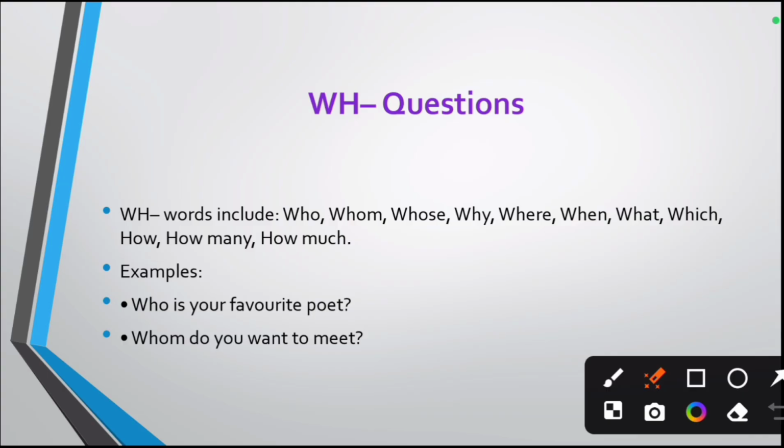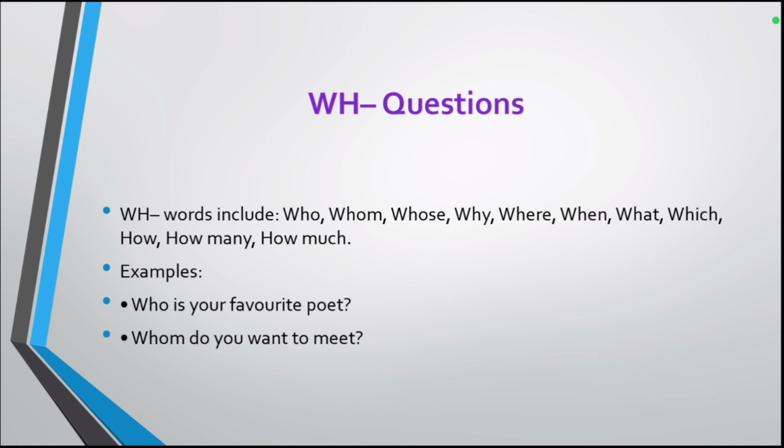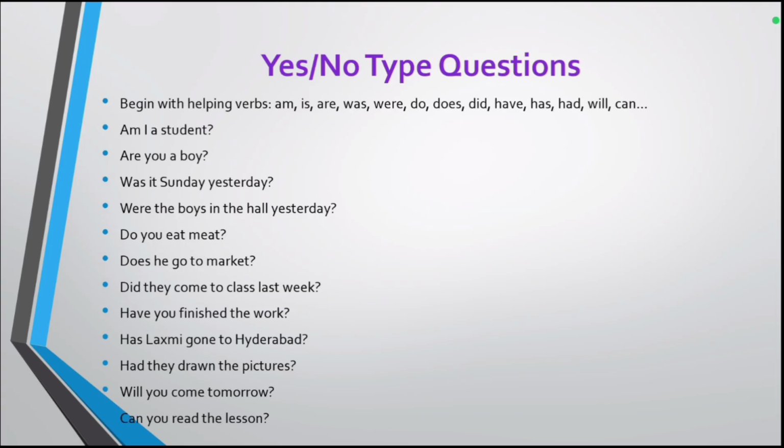Examples of WH questions. Who is your favorite poet? Whom do you want to meet? Who are you? How much do you want to pay? How much do you want me to pay? How old are you? Every question that has a question mark comes under interrogative sentences.